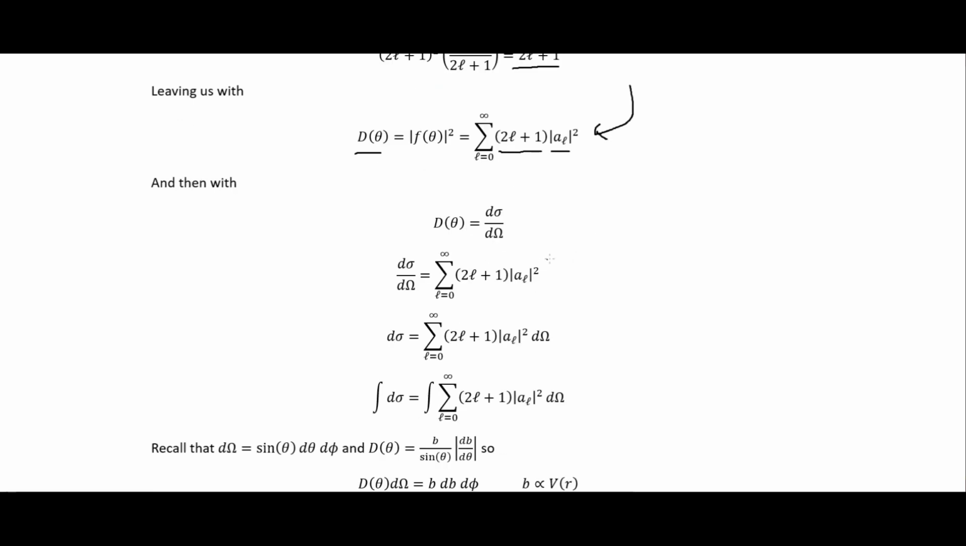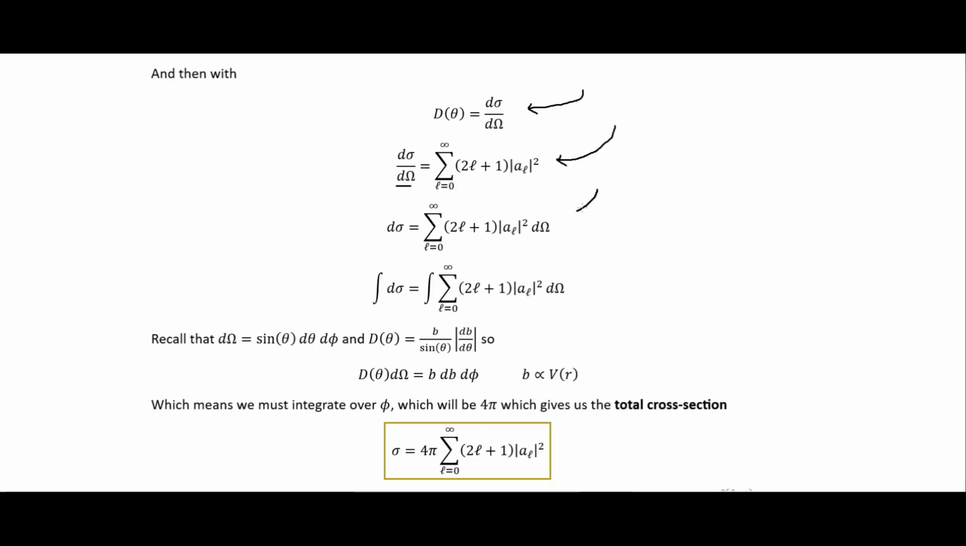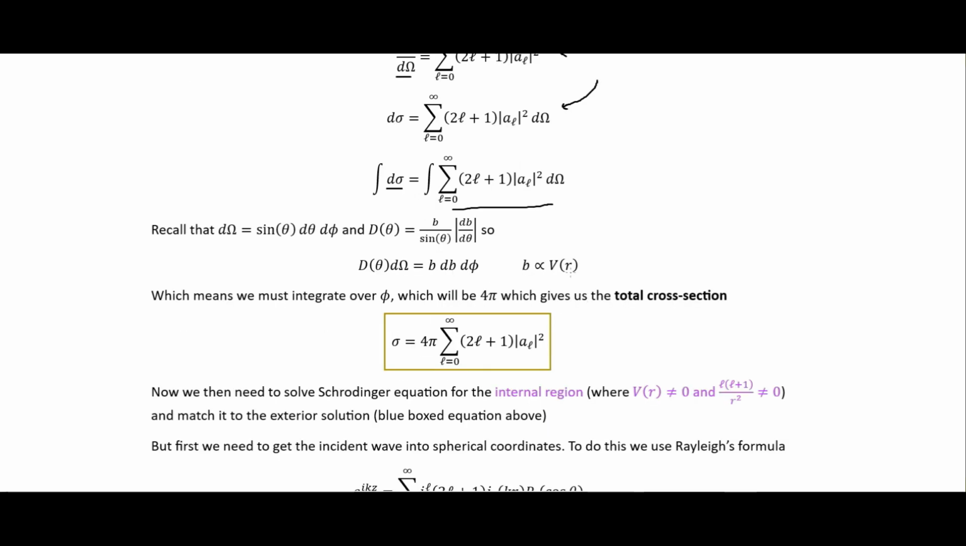So remember that d sigma is equal to this d sigma over d omega. So our d sigma over d omega will be equal to this summation here. We can multiply both sides by this d omega. We get this. Then we take the integral of both sides, which will turn this d sigma just into sigma, and we take the integral of this side right here. And what we will end up with is the total cross section, which is what we have right here. Because we're integrating over phi, we will end up with this 4 pi right here.